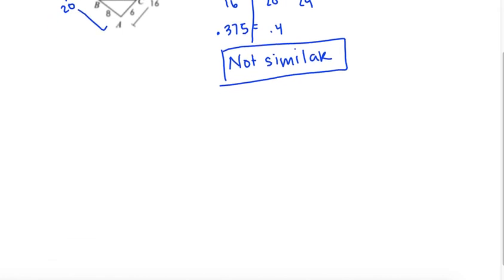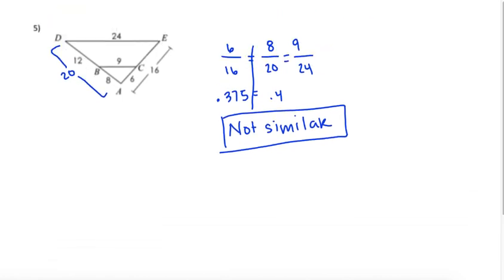All right, so for today, we looked at 2 different ways that we are showing that we have similar triangles. Angle, angle, angle, and side, side, side.